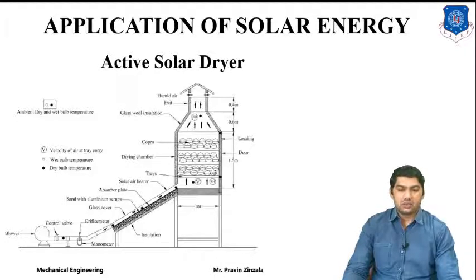This is our solar dryer. This is the exhaust port. At the ground surface, we are providing a blower or compressor to supply compressed or pressurized air to our dryer. This is our solar collector. It will be placed in the solar radiation.